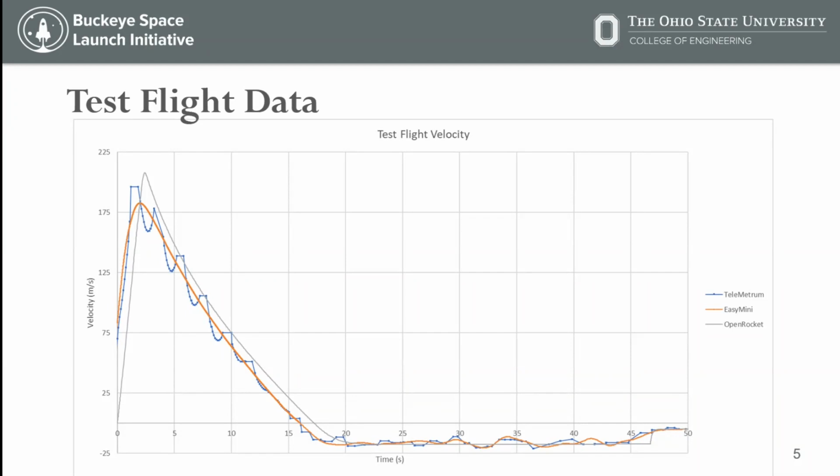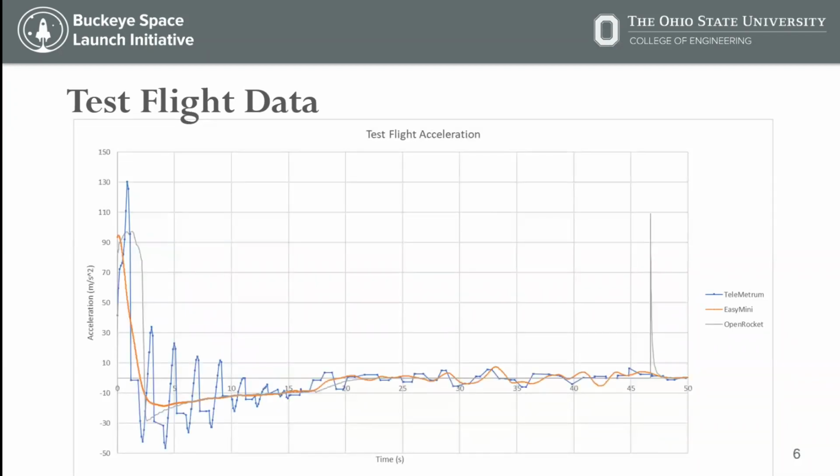And as we move on to this next plot, we have the acceleration data for our flight. Again, blue is TeleMetrum, orange is EasyMini, gray is OpenRocket. You'll notice that the TeleMetrum is kind of oscillating. We could talk about that in a minute. Notice that the EasyMini is pretty smooth, but it's pretty different from the OpenRocket prediction, even though the maximum values from EasyMini and the OpenRocket simulation are pretty similar. You can see that the profile is pretty different.